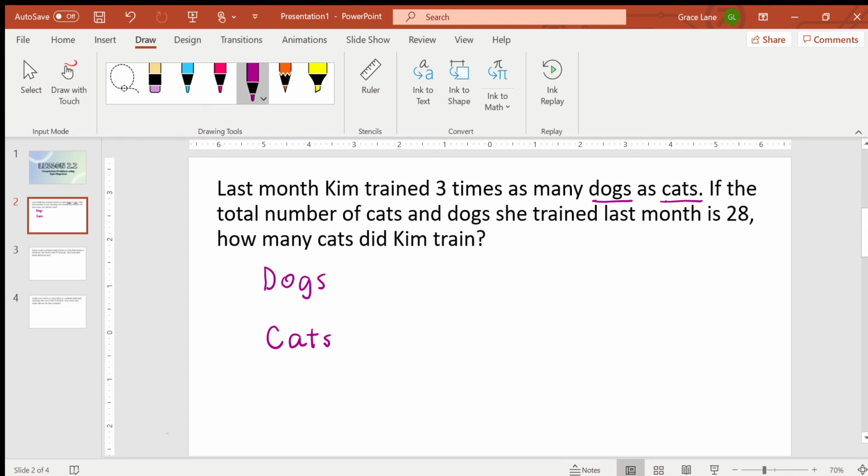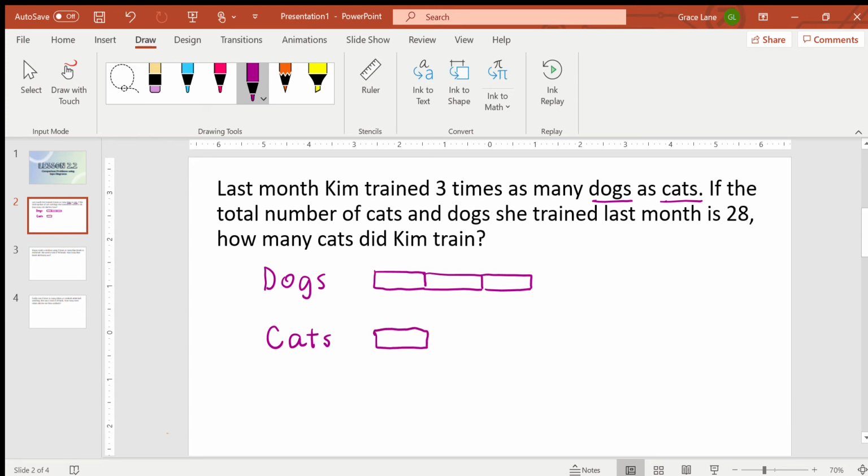And so the first sentence says, Kim trained 3 times as many dogs as cats. So to show that, a tape diagram uses rectangles. And so to show 3 times as many dogs, I'm going to use 3 rectangles. And that represents my 3 times as many dogs. The cats, though, is just one box.